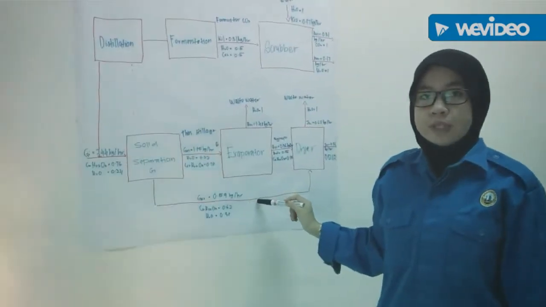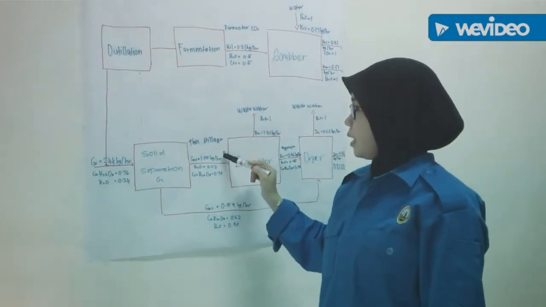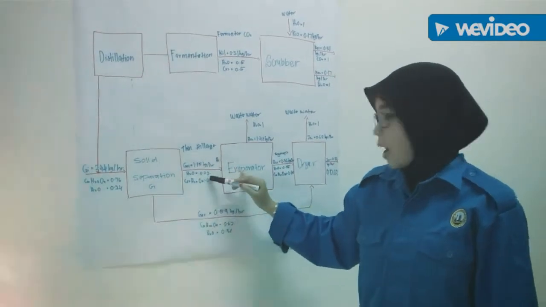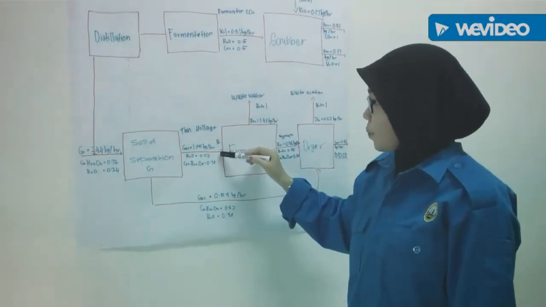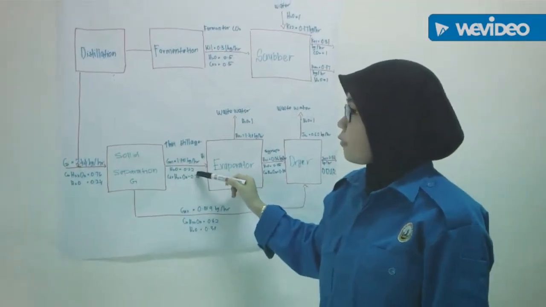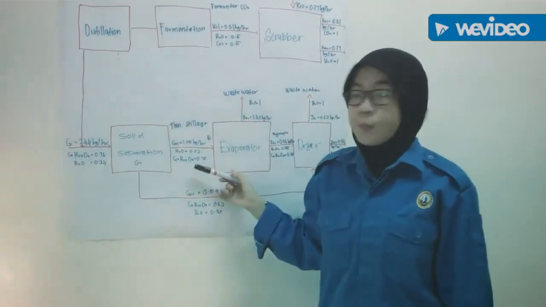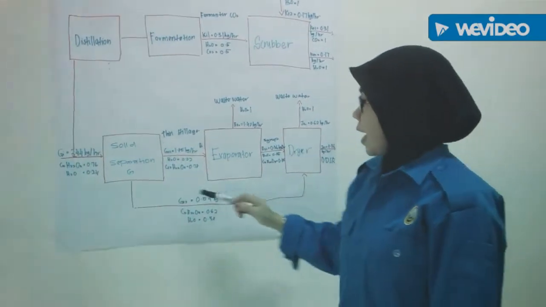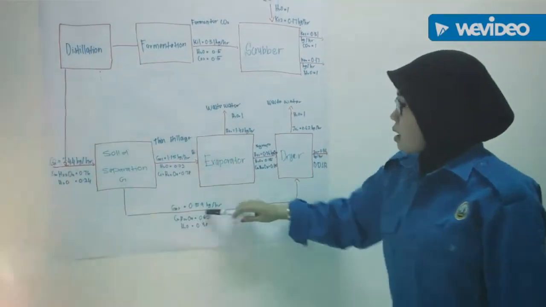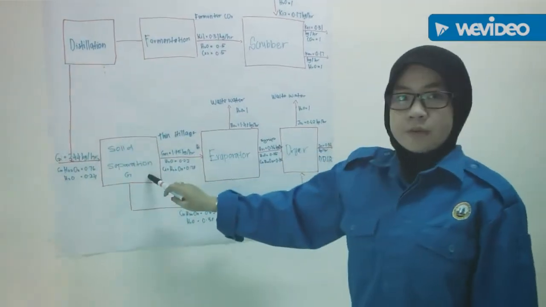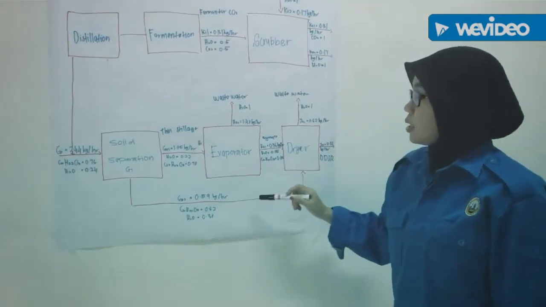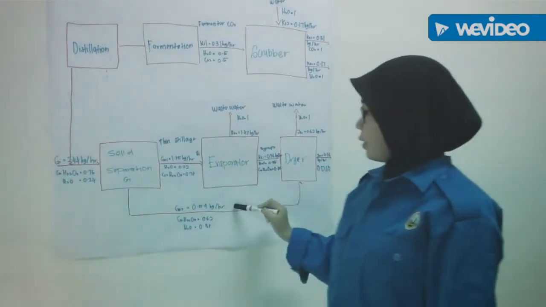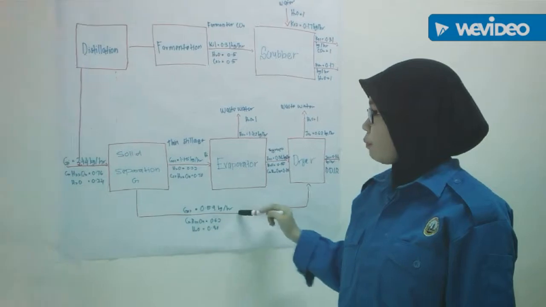First part is thin stillage, and the second part is wet cake. For the thin stillage, we have the mass flow rate 1.85 kg per hour, and the mass fraction for water is 0.22 and for sucrose is 0.78. And the other part is the wet cake from solid separation. We separate it and the component will go to the dryer.